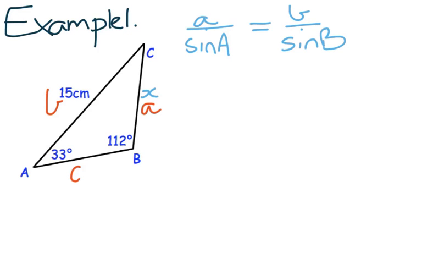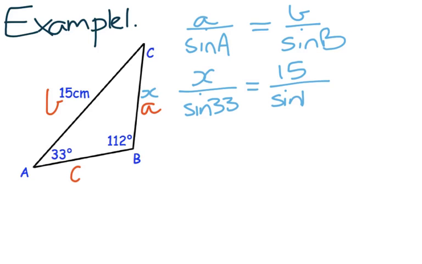Once we've done that, we can just substitute in what we know. So little a is X over sine of A, which is 33, is equal to B, which is 15, over sine of 112. Now that we've got that, we can rearrange.